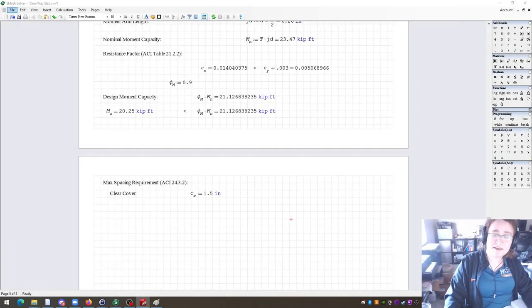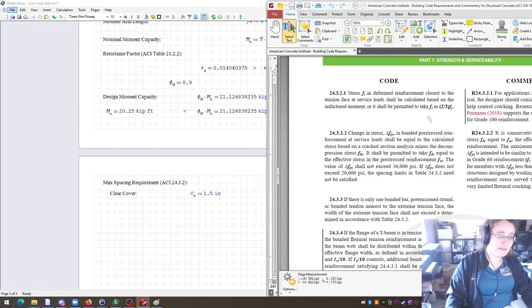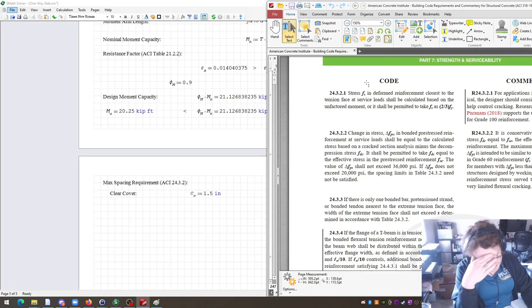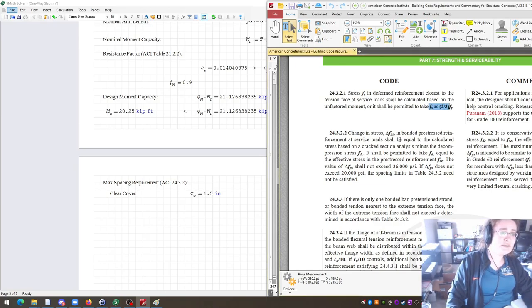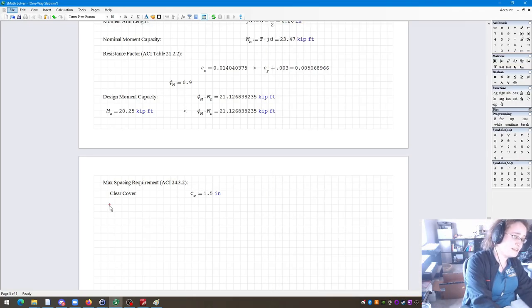Now, we do need to look at FS, and the critical thing about FS is that it is not the yield stress, it is the working stress, at service loads. Calculating this could be very tricky if you have to do a lot of iterations, but thankfully ACI gives you a nice quick shortcut that says you can take FS as simply 2/3 of FY. So I'm going to go ahead and do that.